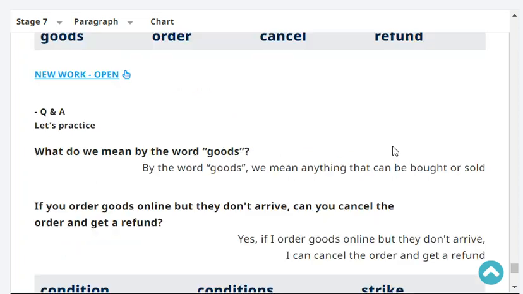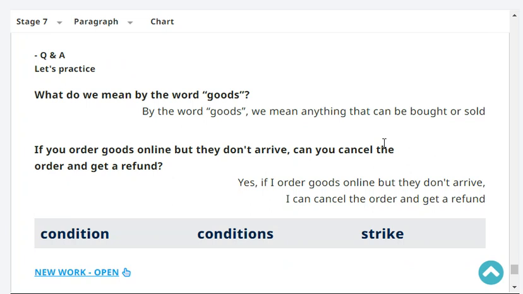What do we mean by the word goods? By the word goods, we mean anything that can be bought or sold. Very good.